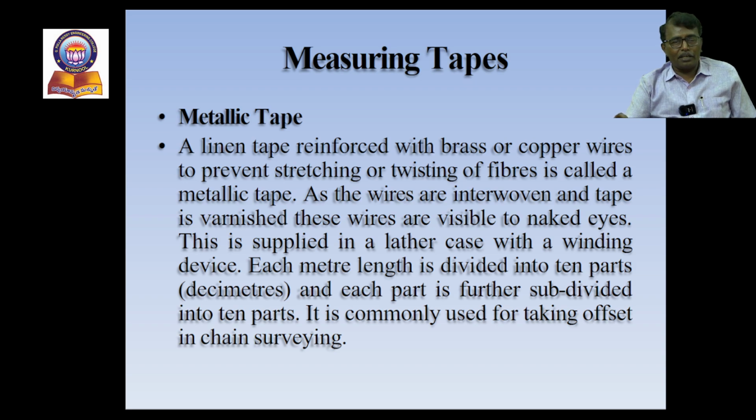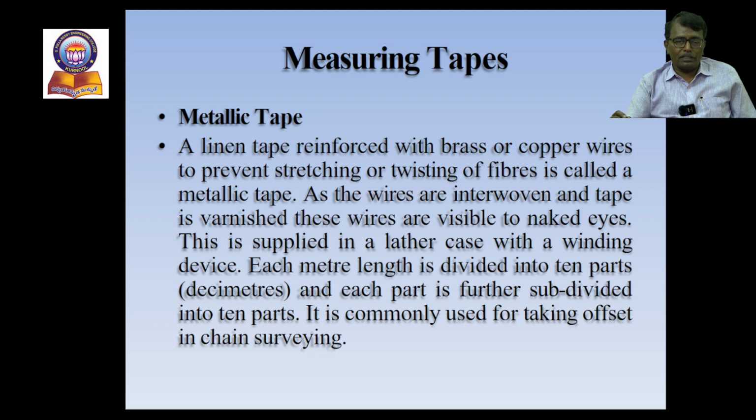Metallic tape. A linen tape reinforced with brass or copper wires to prevent stretching or twisting of fibers is called a metallic tape. As the wires are interwoven and the tape is varnished, these wires are visible to the naked eye. This is supplied in a leather case with a winding device.